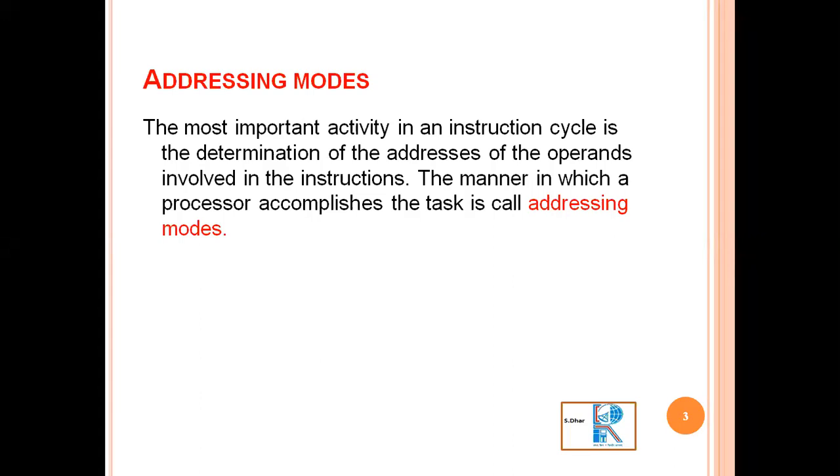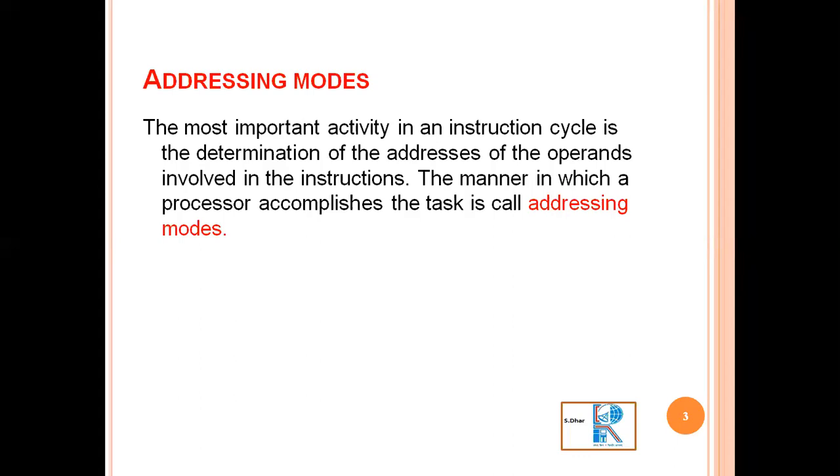With these three cycles, one instruction is composed. So that is called the total cycle of an instruction, meaning the starting point of the instruction and the ending of an instruction. This is called instruction cycle. And one instruction cycle is composed of three components: fetch, decode, and execution. So the most important activity in an instruction cycle is the determination of the address of the operands.